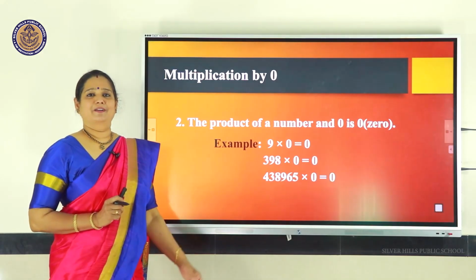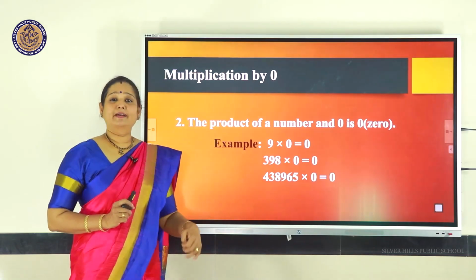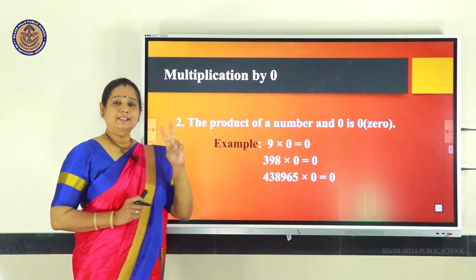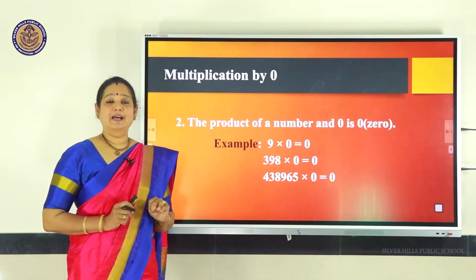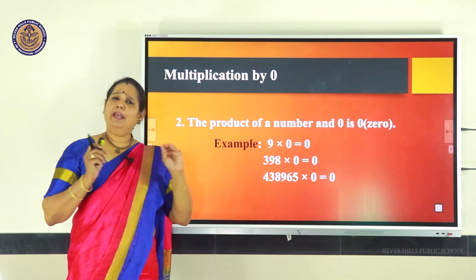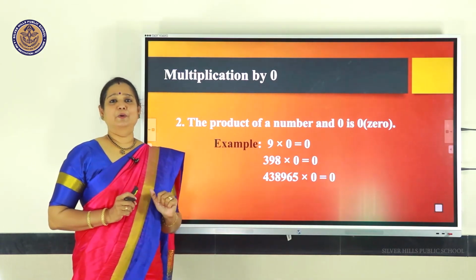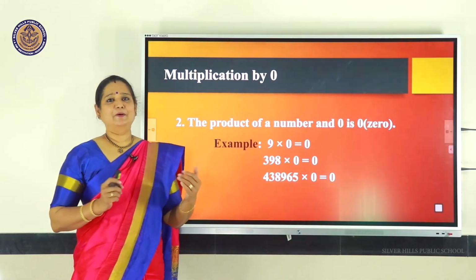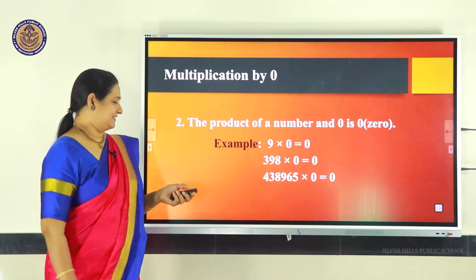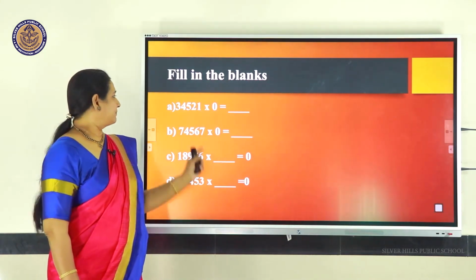398 into 0 is 0. 4,38,965 into 0. That is also 0. So the second property of multiplication is that when we multiply any number by 0, the product is 0. Let's try to do some examples. Yes. Fill in the blanks.